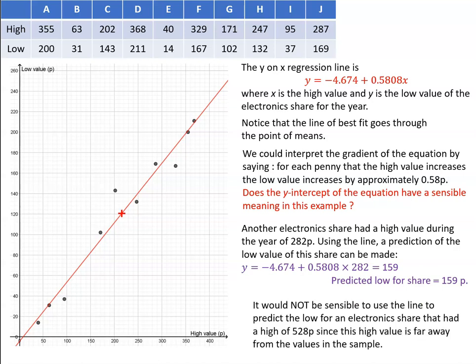On the other hand, if we were asked to use the line to predict the low for an electronic share that had a high of 528 pence, well, 528 pence is way outside the values of x that we've got in the observed sample, and it would not be sensible to use the line in this case for what is known as extrapolating. That is when you're trying to use the line outside the range of data values. So we shouldn't do that.